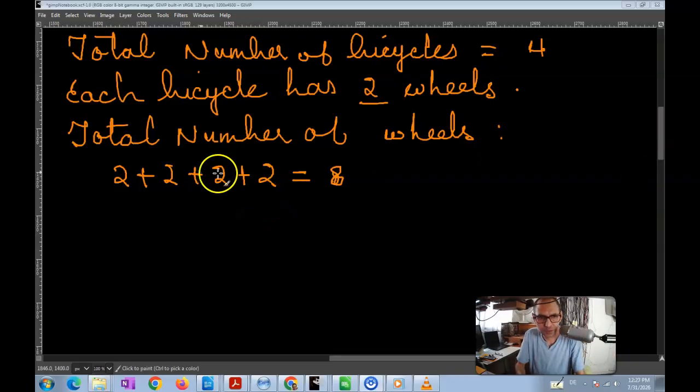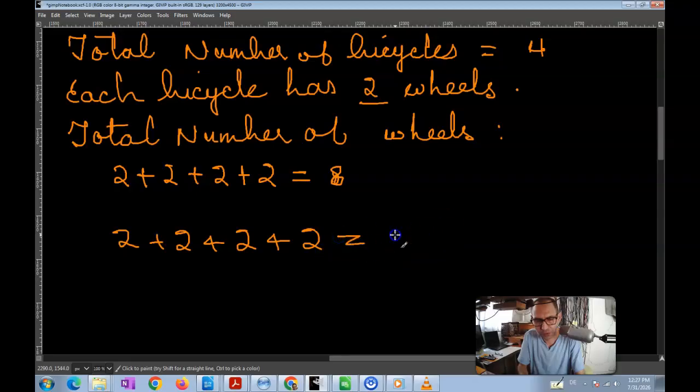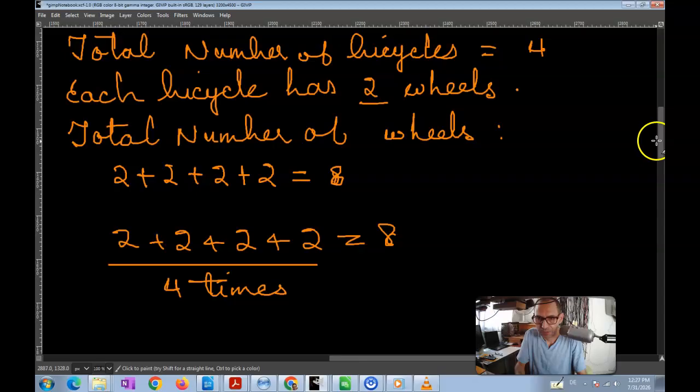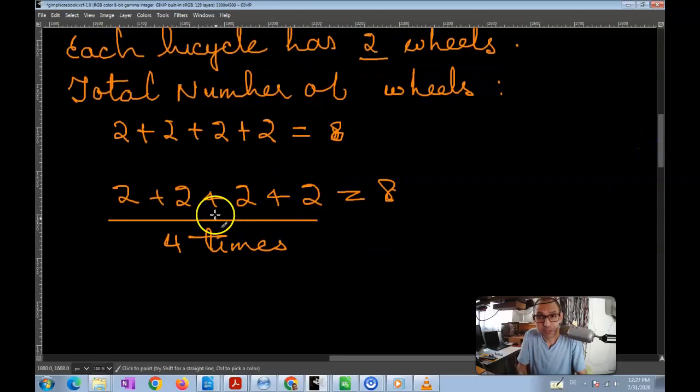Okay, so then what this expression means is that 2 plus 2 plus 2 plus 2 is equal to 8, and that is 2 added 4 times, right?